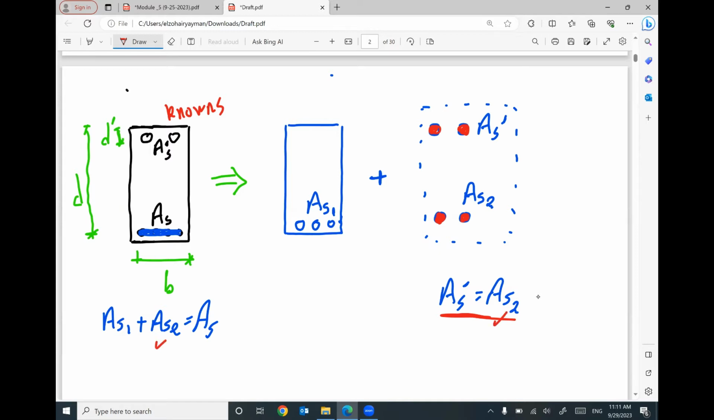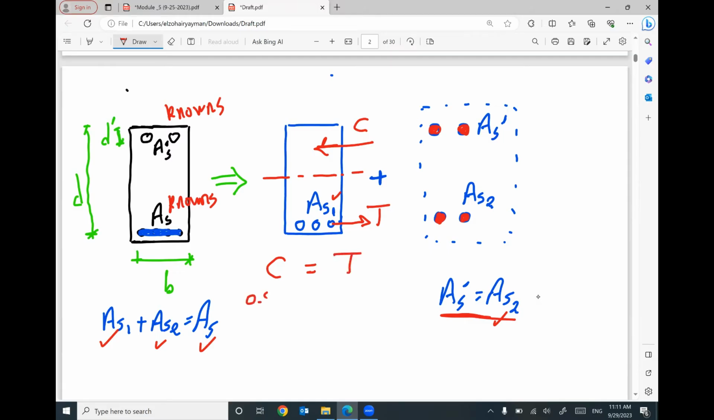Once you get the value of area steel 2 and you already know the value of total area steel, I can figure out the value of area steel 1. Does that make sense? For this part, I will have compression and I will have tension. The compression must equal the tension.